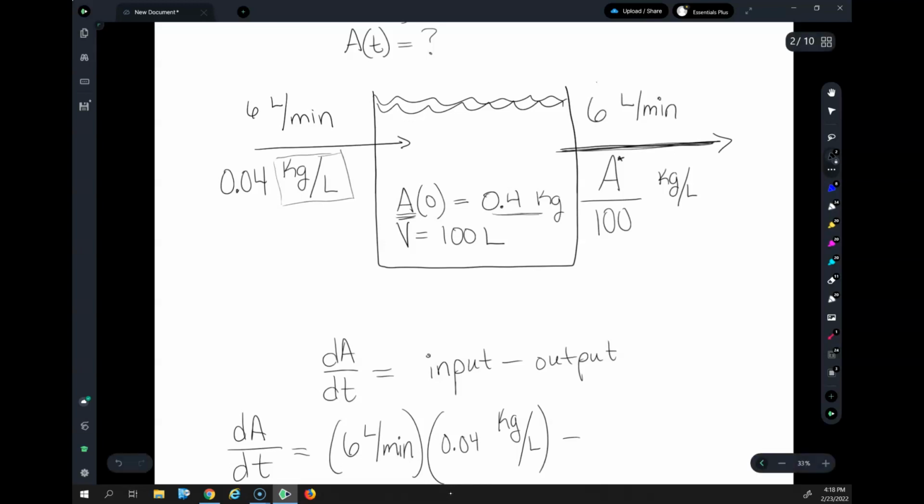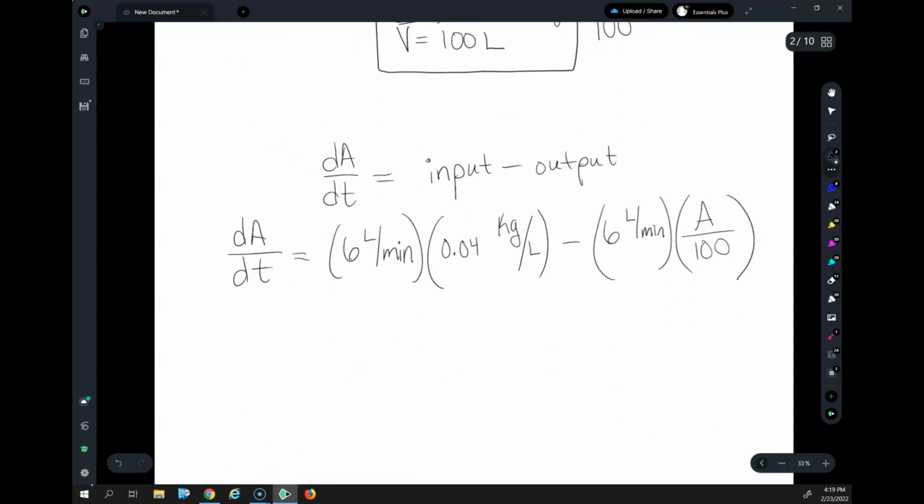And then for the output, the rate, again, they said was 6 liters per minute. And the concentration of the fluid leaving the tank, we can calculate using the formula A over 100, because A is the amount of salt in the tank at any time. And to make it a concentration, we divide it by the volume of fluid that it is dissolved in. And we'll clean this up a little bit. I'll multiply where I can.